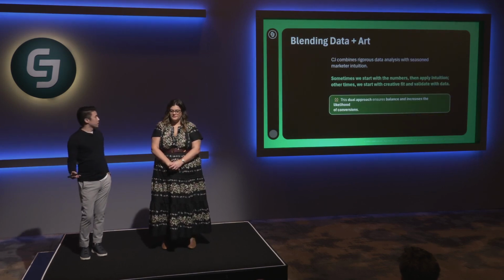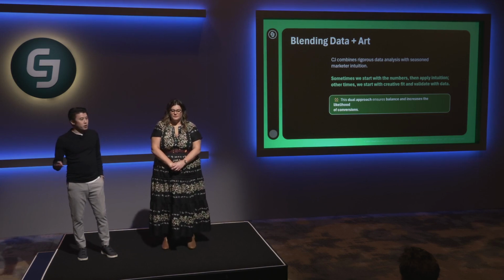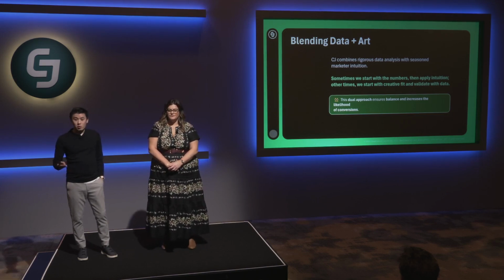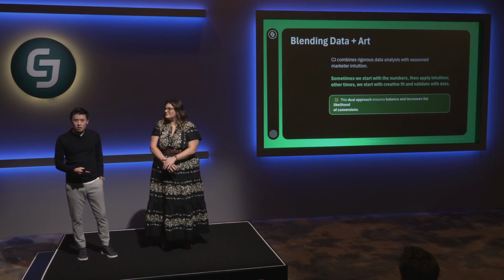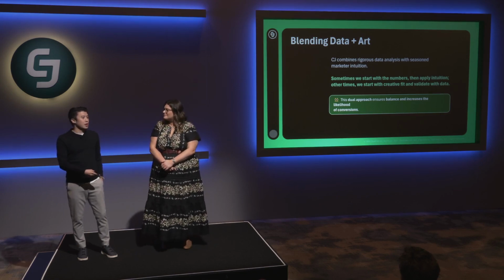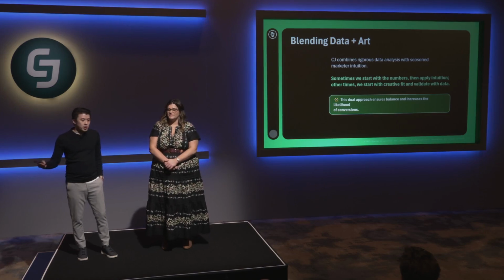And then the last one for me is blending the data and the art. Again, I go back to the word balance. How do we find the right balance? In some campaigns, we start with data and then back into the intuition aspect. In others, we start with aesthetics, figure out the audience, and then back into the data. Depending on what your campaign needs are, we tailor it to what you need.